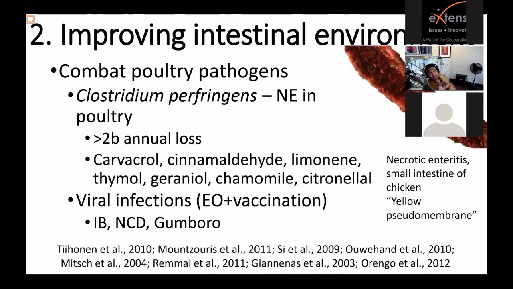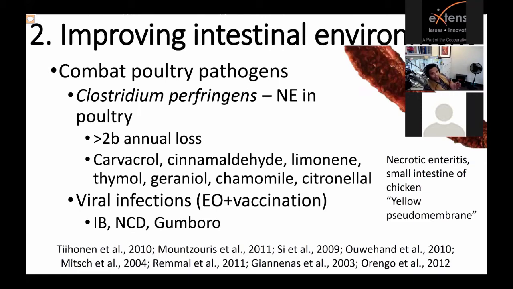Now, how can we deal with it? You can see that carvacrol, cinnamaldehyde, limonene, thymol, geraniol, chamomile, and citronella, all these components are being tested against Clostridium perfringens, and there are at least three different published reports indicating that the essential oils have shown inhibition of Clostridium perfringens inside the birds. It is not a benchtop experiment. It actually proved that Clostridium perfringens could be reduced in the flocks.